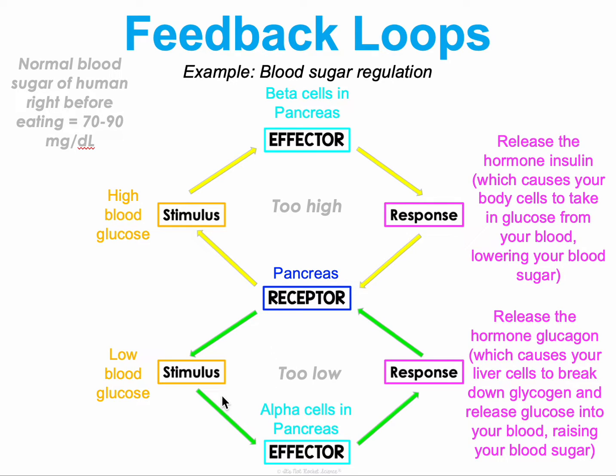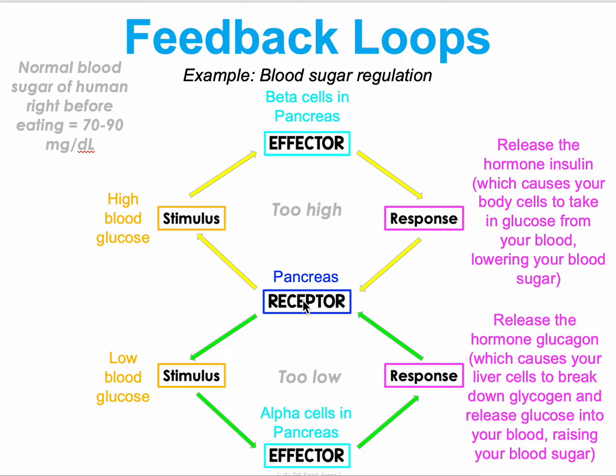On the other hand, when it's too low, your pancreas, again, is going to be the receptor that receives a signal that your blood sugar is below its normal range. Too low of blood sugar, blood glucose, is now the stimulus that initiates an action in the effector, which is going to be the alpha cells in your pancreas. This causes a response: your alpha cells are going to release a hormone called glucagon. Your liver cells will break down glycogen and release glucose into your blood, raising your blood sugar concentration, and ultimately your blood sugar should now be stabilized. So another great example there.